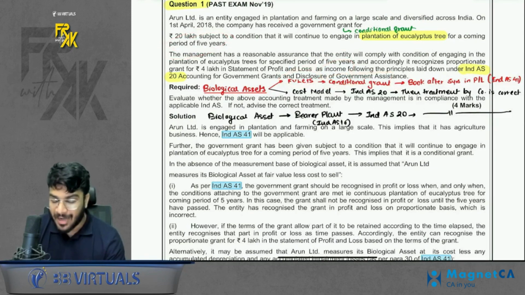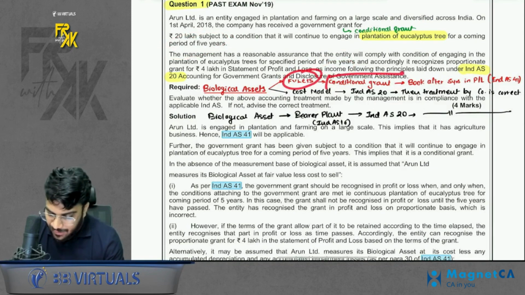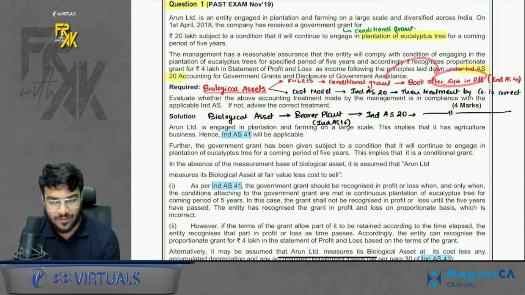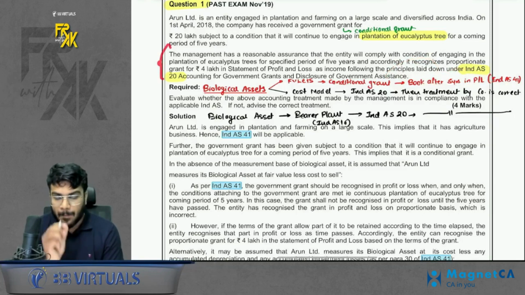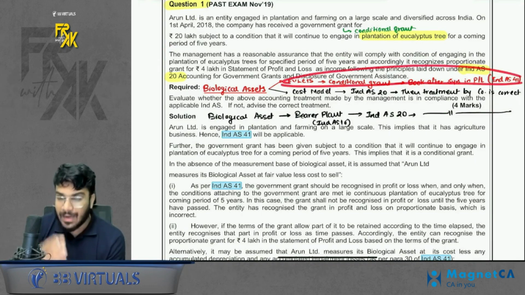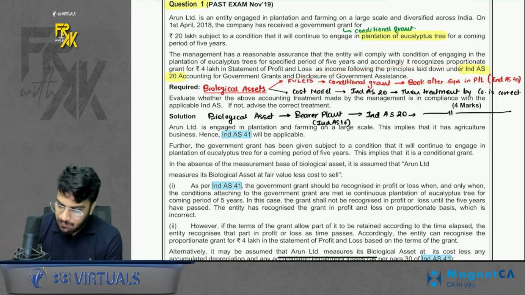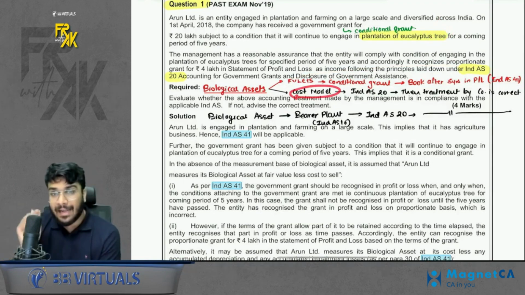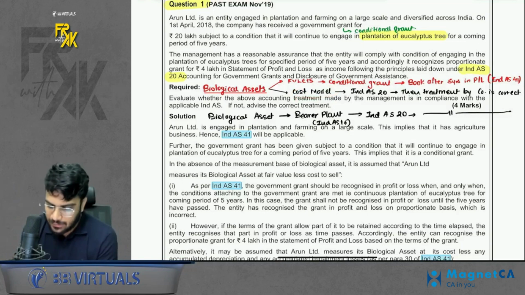If it is measured at FELCTS and if it is a conditional grant, you will book the grant in profit and loss after the conditions are met, not over the period of 5 years. So the treatment by the company is incorrect. But while answering, you do not have to answer only from this point of view. You will answer from each and every aspect. It was not mentioned whether this tree was being measured at FELCTS or cost model. So also answer that if it was measured at cost model, then they have to follow Ind AS 20. Then as per Ind AS 20, their accounting is correct.